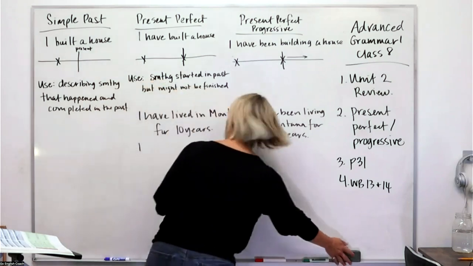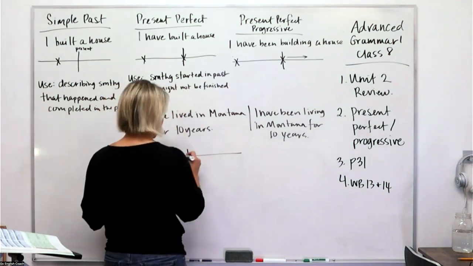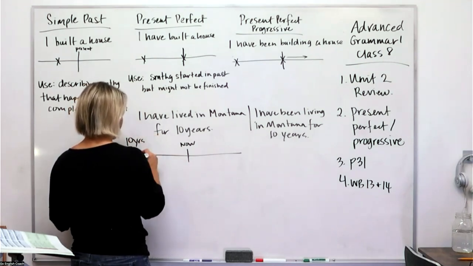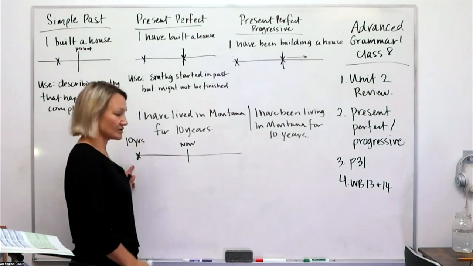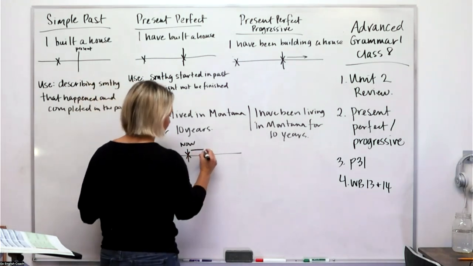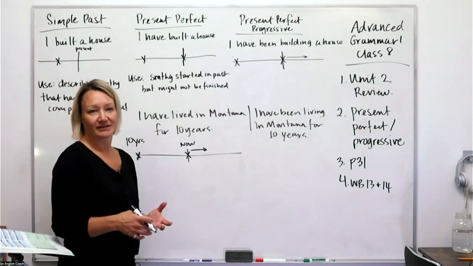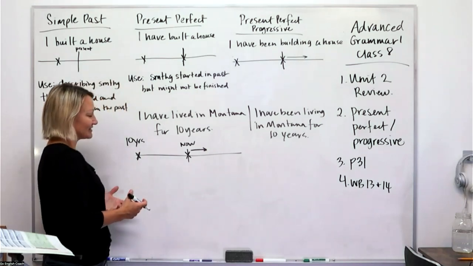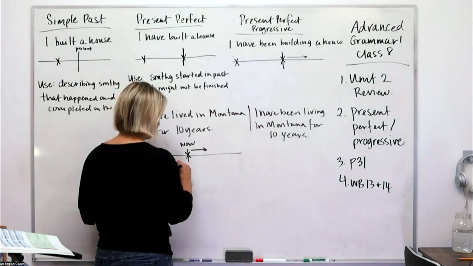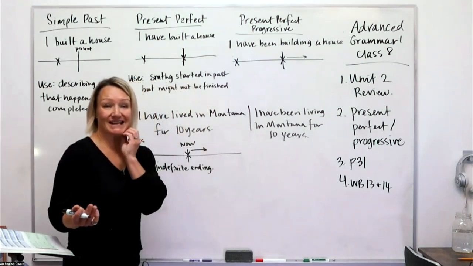That means, let's make our little chart here. If that means 10 years ago, this is now. I started, this is 10 years ago, okay? I started living in Montana 10 years ago, and I still live in Montana, and it's possible that it will continue into the future, okay? I'm pretty sure I'm not moving from this state very soon. So I have lived in Montana for 10 years, but it started in the past and it has an indefinite ending. We don't know when it's going to end, if it's going to end, okay?